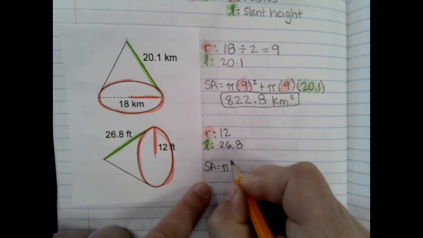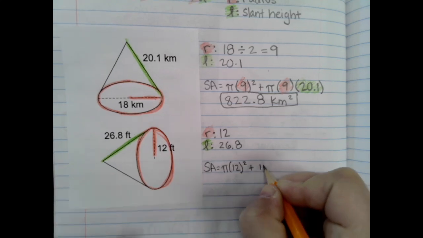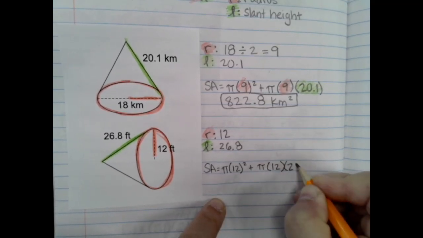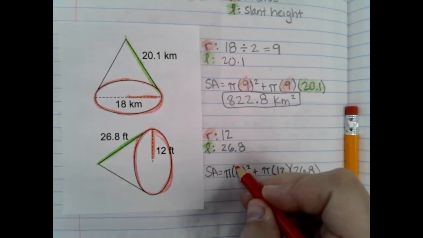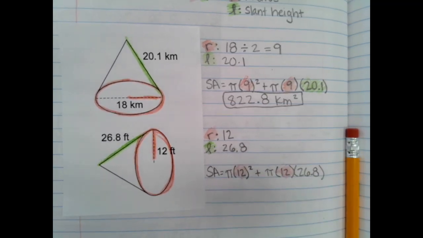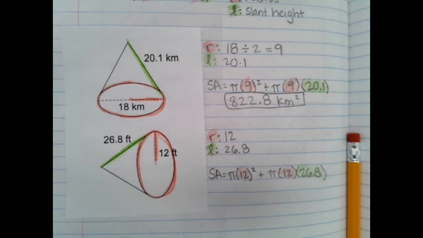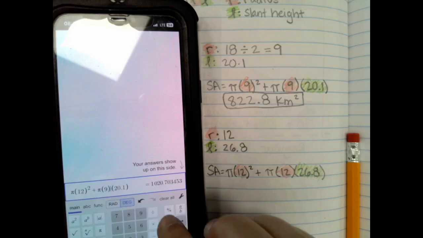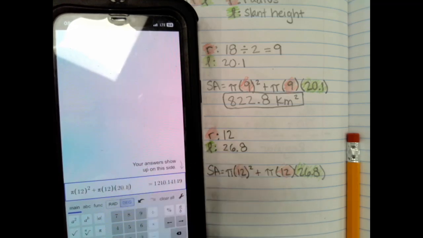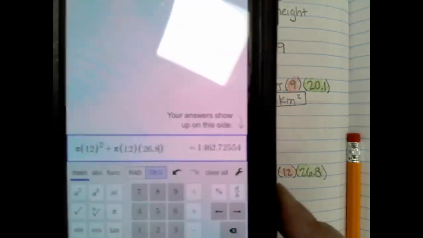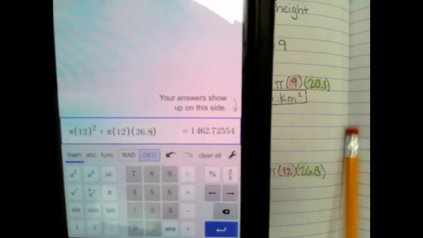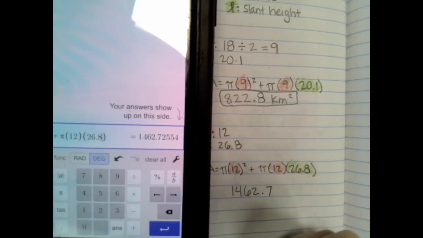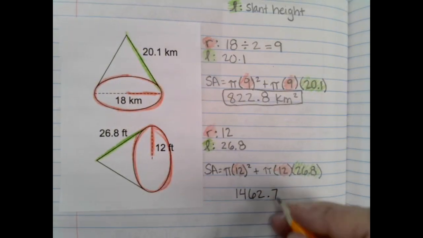Okay, and then we just plug it in the formula. Pi r squared plus pi r slant height. Throw that in our calculator, and we're rounding to the nearest tenth today, so 1 decimal place. Pi times 12 squared plus pi times 12 times 26.8. All right, we get 1,462.7 or 1,462.8. So 1,462.8 square feet.